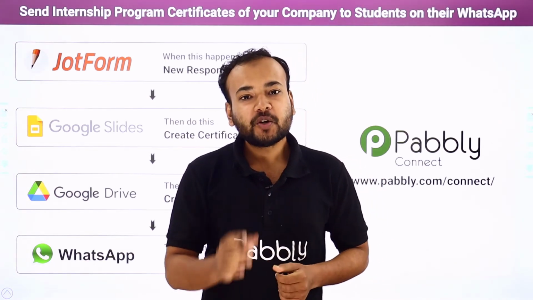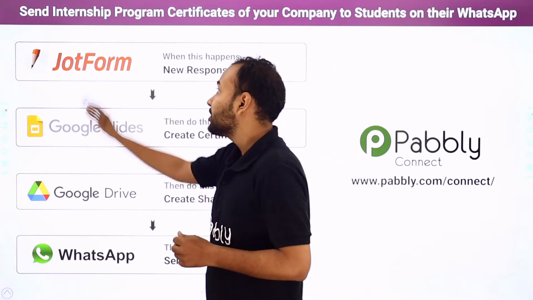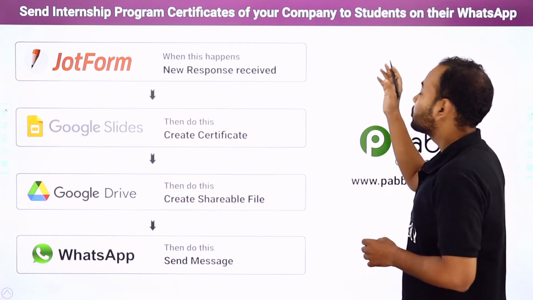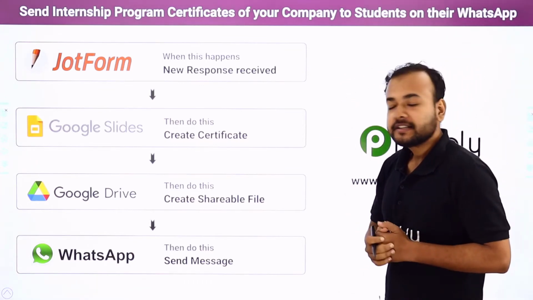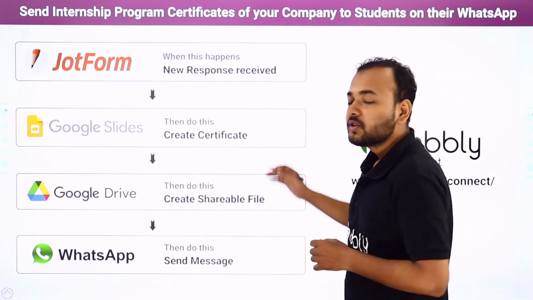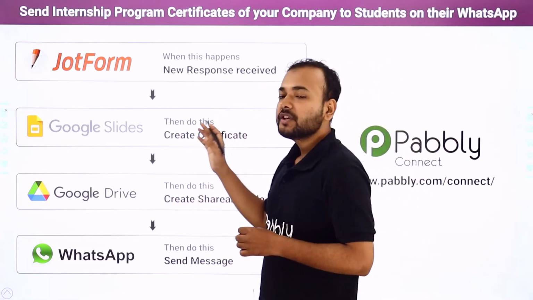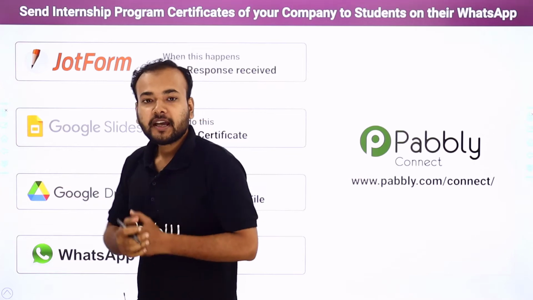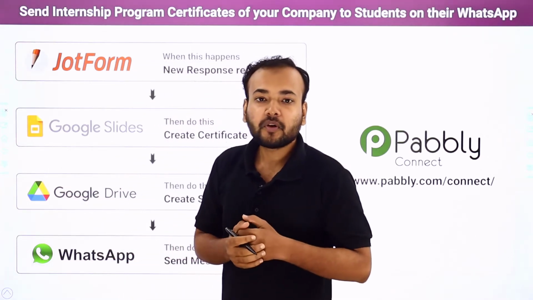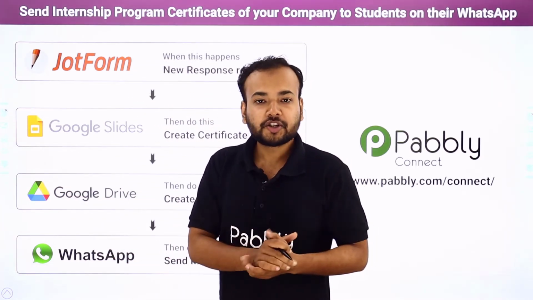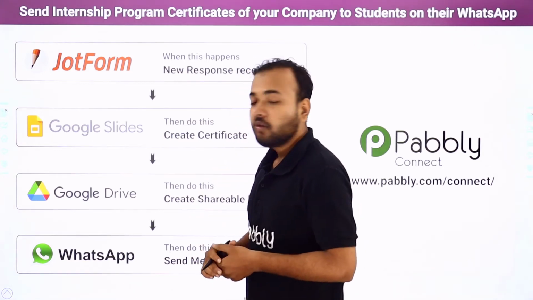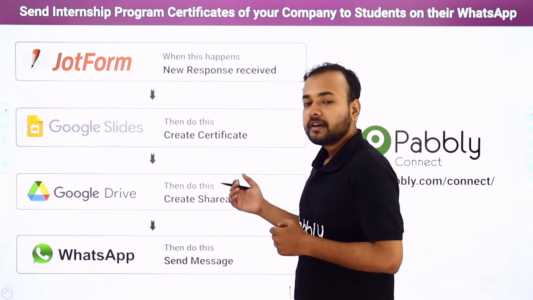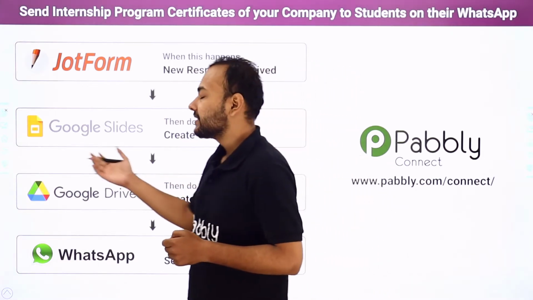So in this video you are going to learn how to send internship program certificates of your company to students on their WhatsApp. Right, now let's see what is happening here. So you have received responses in a form that you have created with the help of vvbt application, and you are receiving the responses from the students who are doing internship in your company, and you want to provide them certificates of completion. So to create certificates you are using Google Slides.